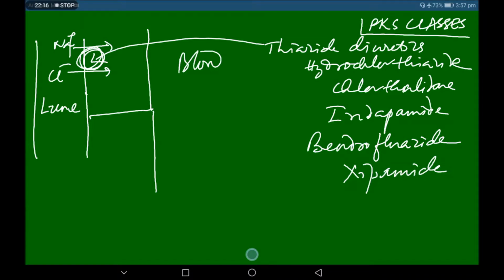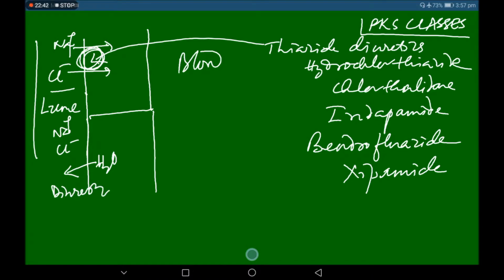All these drugs inhibit sodium chloride co-transport and they increase the concentration of sodium and chloride. So this is a semi-permeable membrane. Here there will be movement of water from the tubular cells into the lumen, and there will be diuresis.